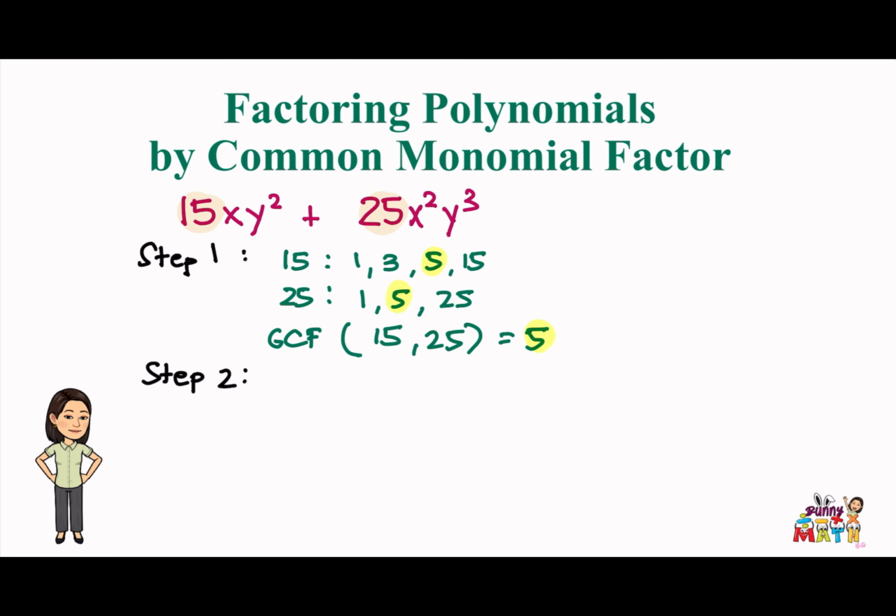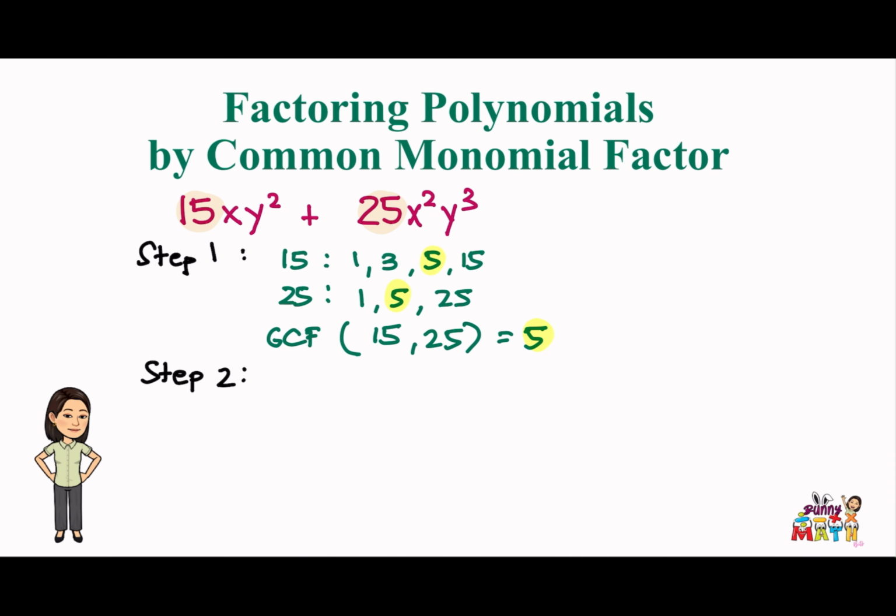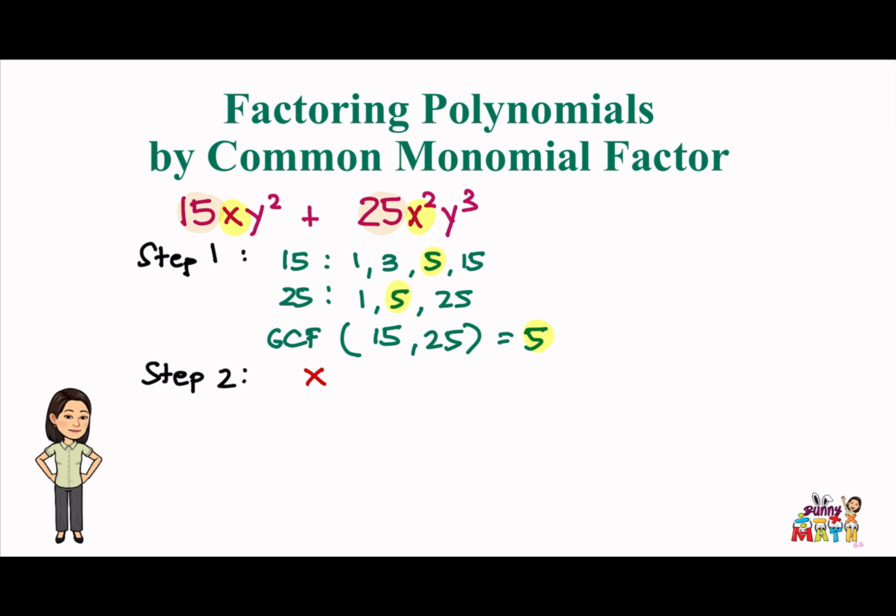Now we move on to step 2. Ano ang common variable or variables in our given polynomial? On each term, there is an x and there is a y. Now the least exponent for x is 1 and the least exponent for y is 2. Now we multiply this together, so we get the GCF for the variables equal to x, y squared.